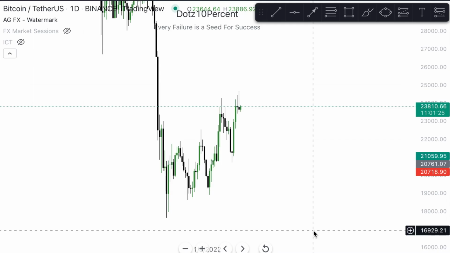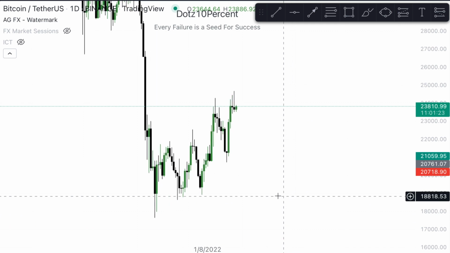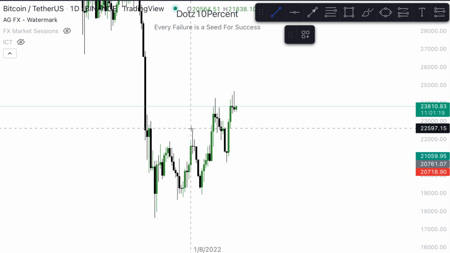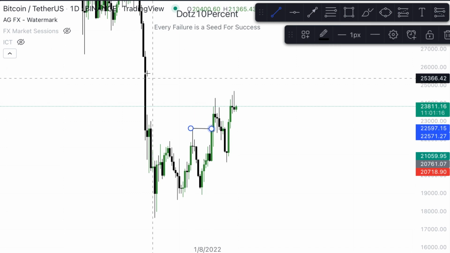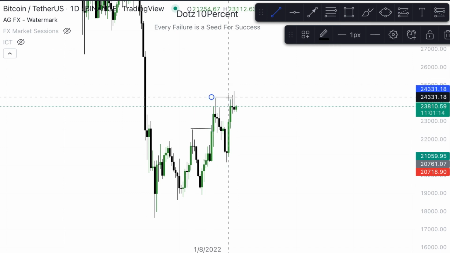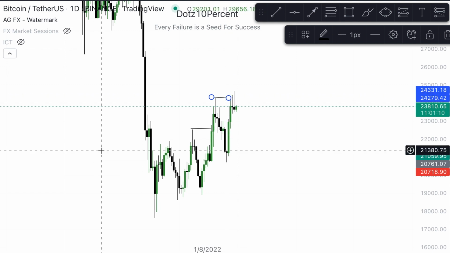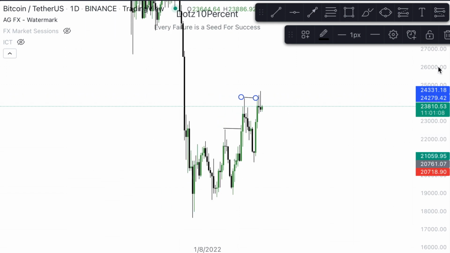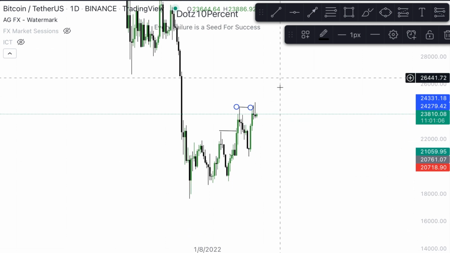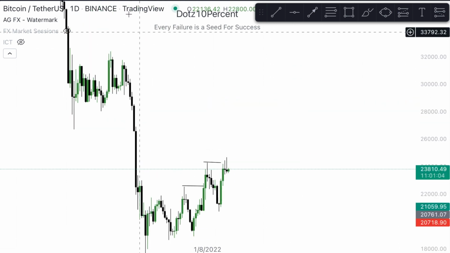Okay, so this is the Bitcoin chart, right? And this is the daily chart. If you recall from the last lesson, what did I say to you? If we're making new highs, let's say from here, we're breaking highs and we're respecting lows, what are we doing? We're in an uptrend, correct? So on the daily time frame, you could say, okay, we're heading up, we're in an uptrend now.